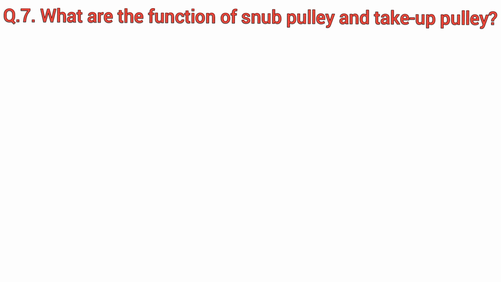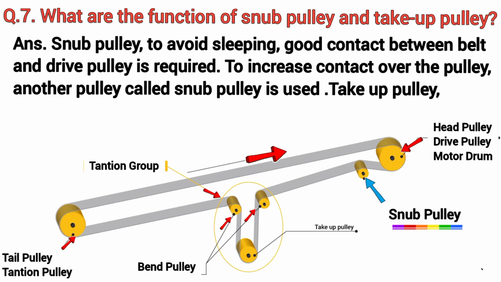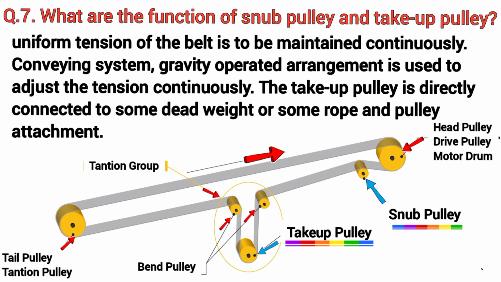What are the functions of snub pulley and take-up pulley? Snub pulley: to avoid slipping, good contact between belt and drive pulley is required. To increase contact over the pulley, another pulley called snub pulley is used. Take-up pulley: uniform tension of the belt is to be maintained continuously. In the conveying system, a gravity-operated arrangement is used to adjust the tension continuously. The take-up pulley is directly connected to some dead weight or some rope and pulley attachment.